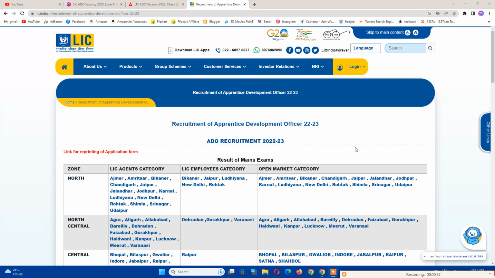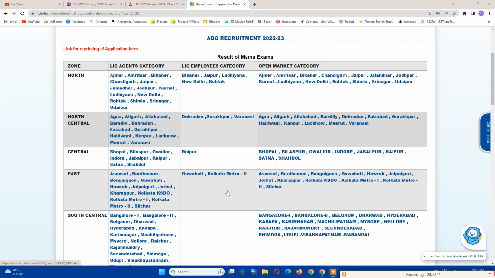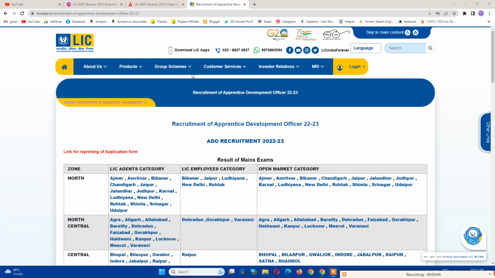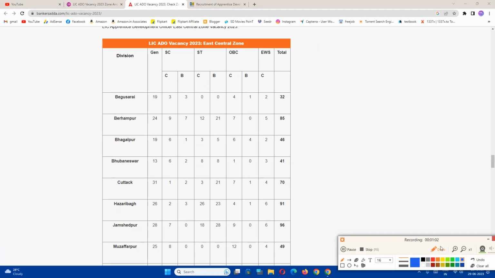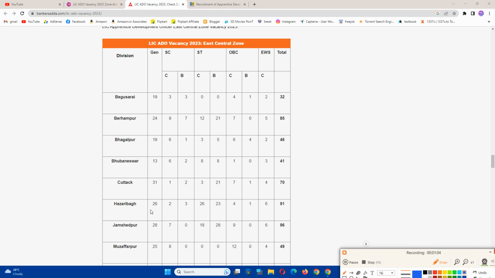And so this is the recruitment site of the LIC, and you can see that the result has been published for every zone. First of all, I would like to show you the result of some of the regions, and this is the seats available in every region. I will talk about my region, Hazaribagh. Here you can see the number of seats in the general category, SC, ST, OBC as well as EWS.